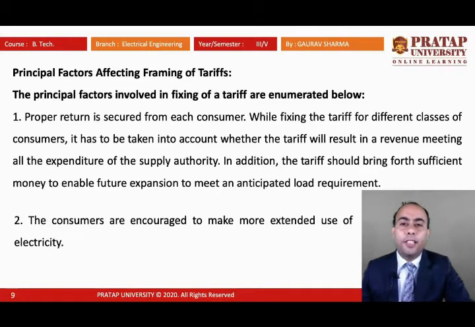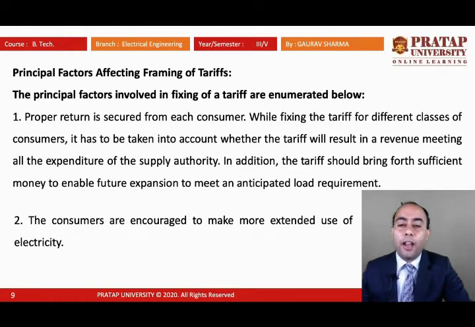The principles of effective framing of tariff are: the proper return is secured from each consumer while fixing the tariff. For different classes of consumer, it has to be taken into account whether the tariff will result in a revenue meeting all the expenditure of the supply authority. In addition, the tariff should provide sufficient money to enable future expansion to meet an anticipated load requirement. In the future, we have a requirement to forecast our load, so by the tariff, a sufficient amount of money has to be recovered. For future expansion purposes, we can use this money.